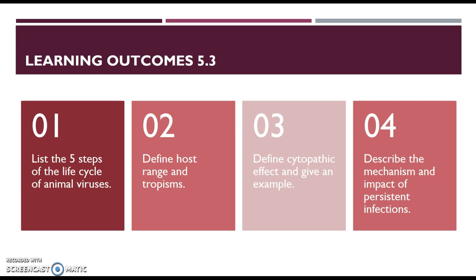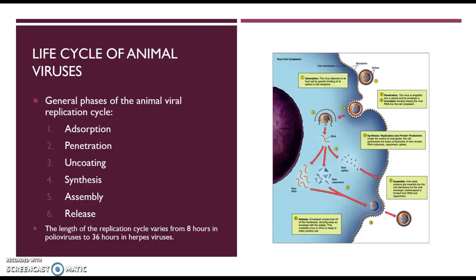There are 4 learning objectives for this mini lecture. First, list the 5 steps of the life cycle of animal viruses. Second, define host range and tropisms. Third, define cytopathic effect and give an example. And finally, describe the mechanism and impact of persistent infections.